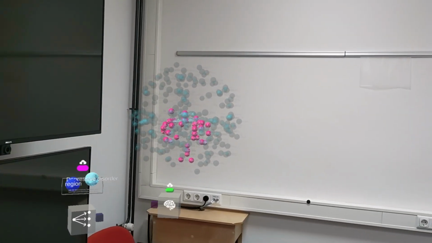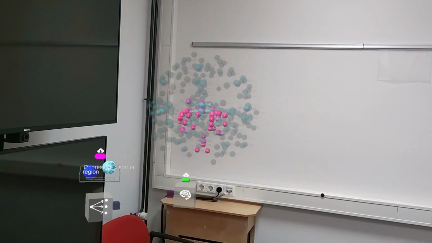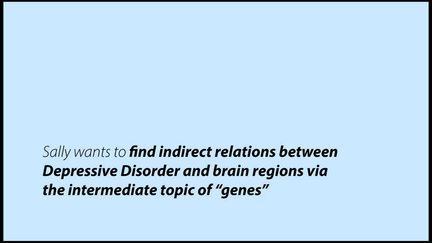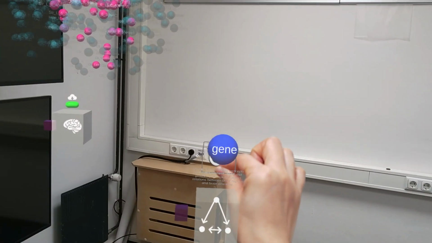While there may be no direct relation between depressive disorder and the blue regions, each may have a direct relation with the same third topic, such as a gene. Sally wants to find indirect relations between depressive disorder and brain regions via the intermediate topic of genes to explore more options for designing her next experiment. She selects the indirect relations functionality and chooses genes as the intermediate topic.